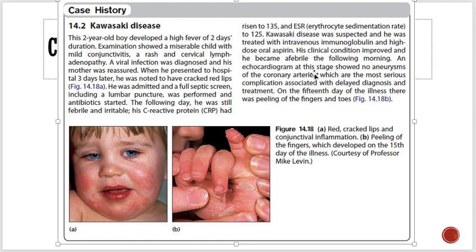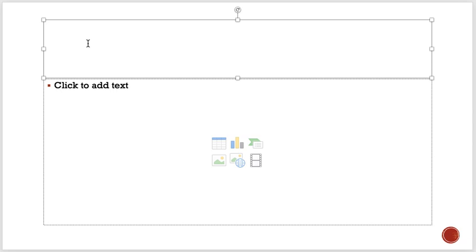An echocardiogram at this stage showed no aneurysms of the coronary arteries, which are the most serious complications associated with delayed diagnosis and treatment. On the 15th day of the illness, there was peeling of the fingers and toes. You can see over here. So this is just a case scenario, guys, to show you how this condition looks and how it behaves. Okay, so what are the complications of this condition?